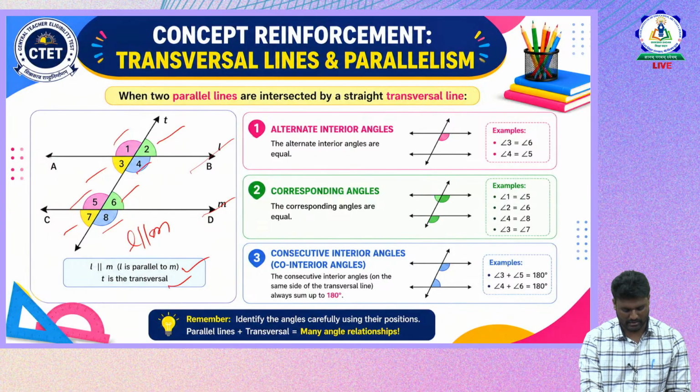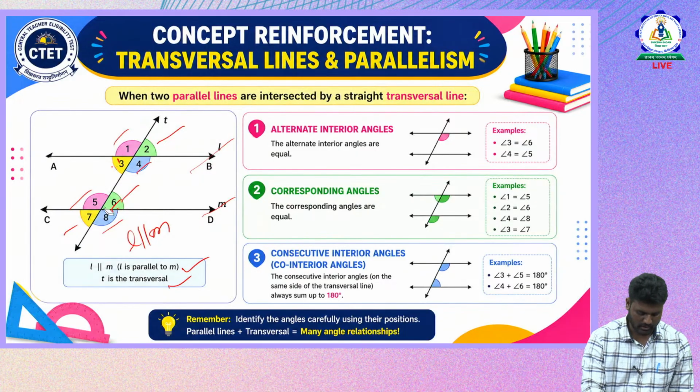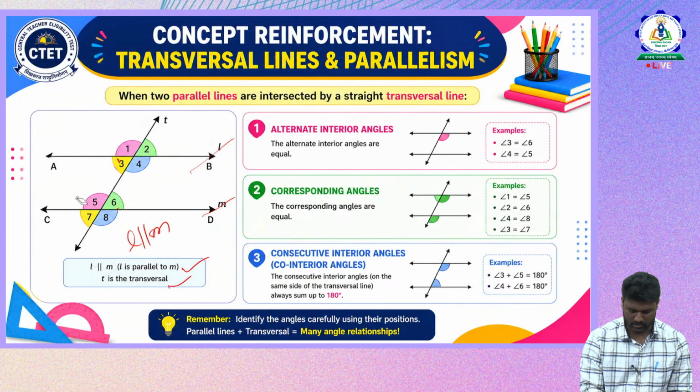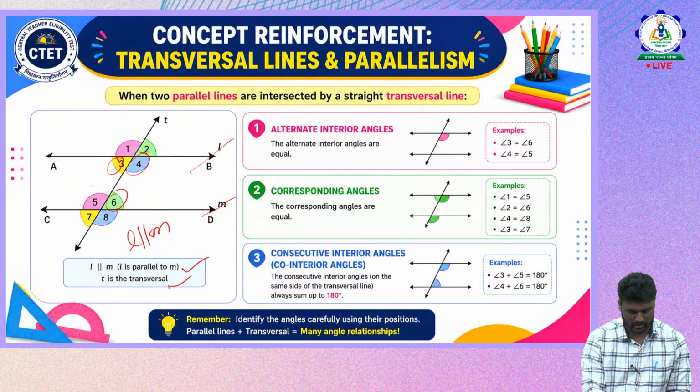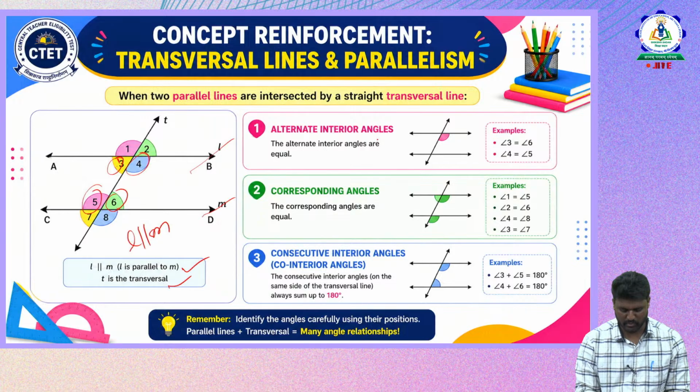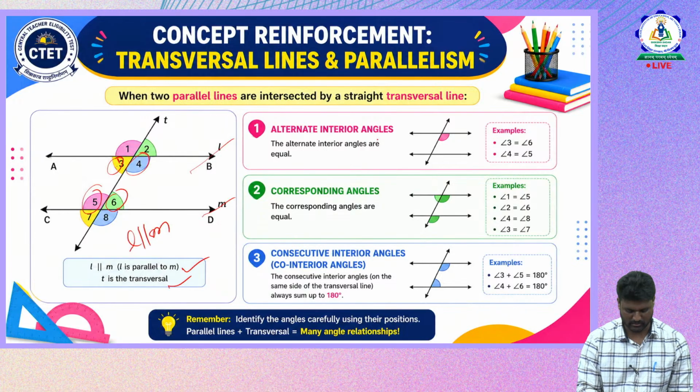Angle 3 and angle 6, this and this one, become the alternate interior angles. And angle 4 and angle 5, these two also become alternate interior angles, formed when the transversal line cuts the parallel lines.